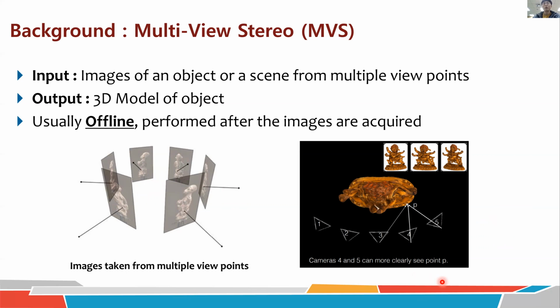Also, certain points on an object, let's say a point P in this image, may not be visible from a single viewpoint; these invisible viewpoints include view 1 and 2. This would require images from different views to gather information about those points. So in this example, to get information about point P, you would have to observe it from viewpoints such as 4 or 5. It is noteworthy that most of the time multi-view stereo is performed offline after the images have been acquired.